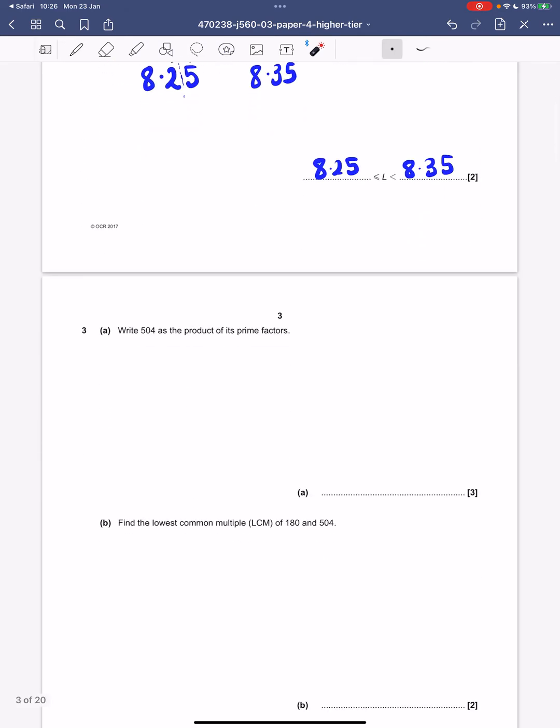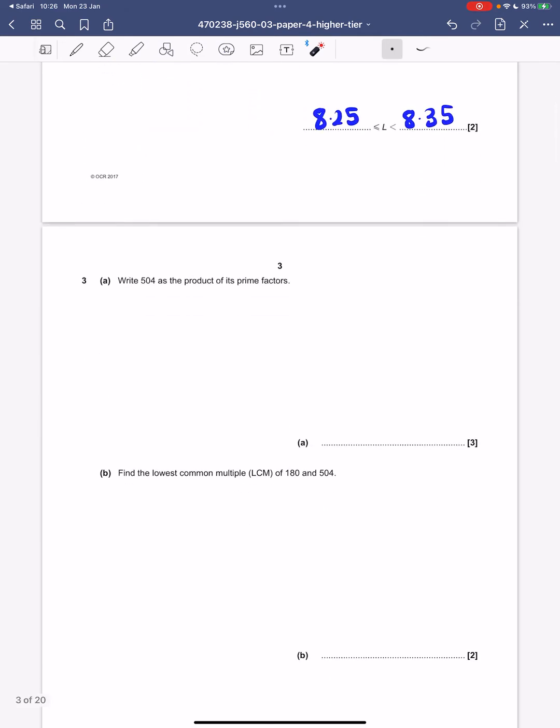Okay, number 3, write 504 as a product of its prime factors. I can see straight away that 504 will divide by 2, but I can also see it's going to divide by 4. So 504 is going to be 4 times 126.